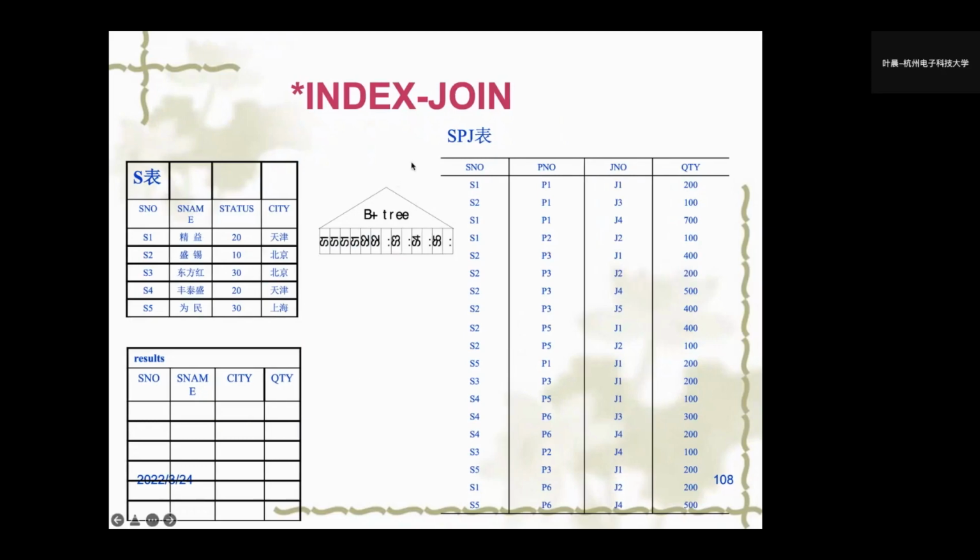And then let's see the index join. So it will be very complex. So we will use a B tree to represent the index for the table of SPG. And we will just search for each column in the table of S. It will search the index one by one to find if there is a match.